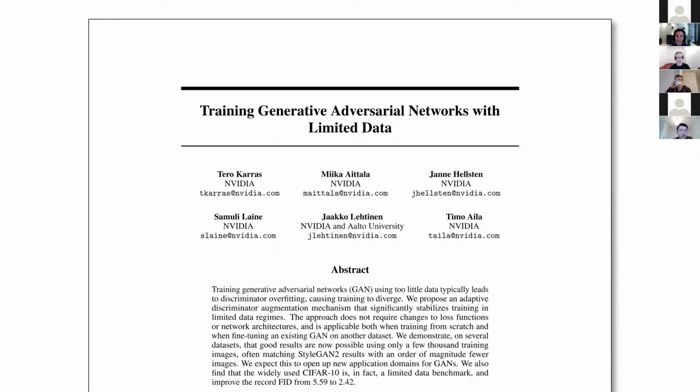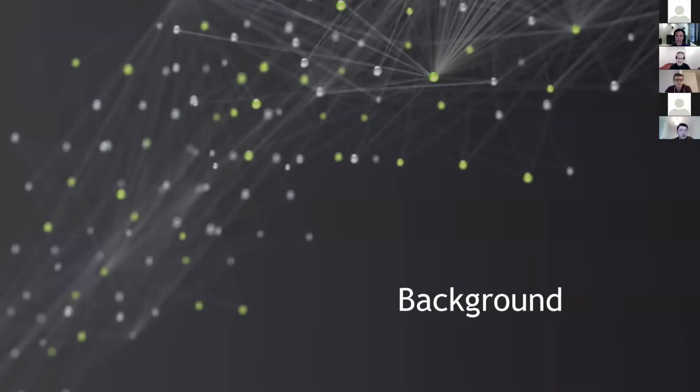latest paper, Training Generative Adversarial Networks with Limited Data, which was presented as an oral at last year's NeurIPS. This is a collaboration with Mika Aittala, Janne Hellsten, Samuli Laine, Jaakko Lehtinen, and Timo Aila. But before I dive into the details, I'll briefly review the basics.